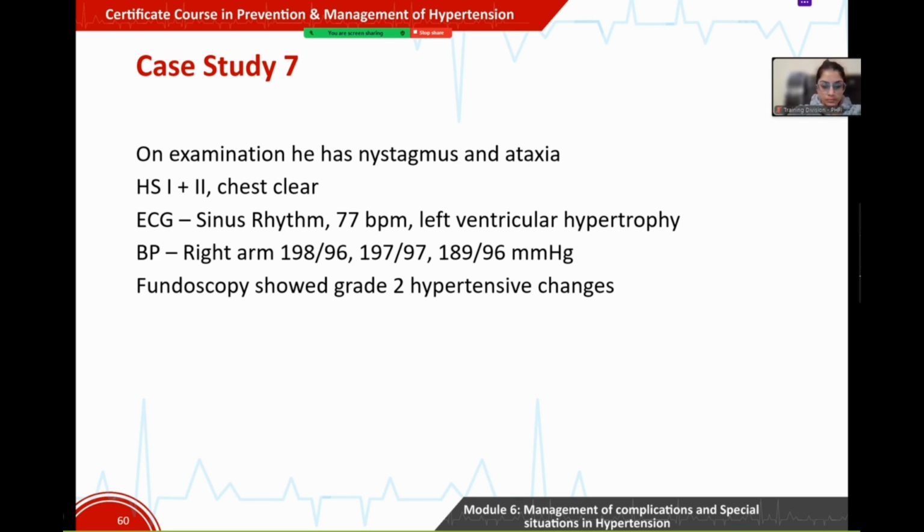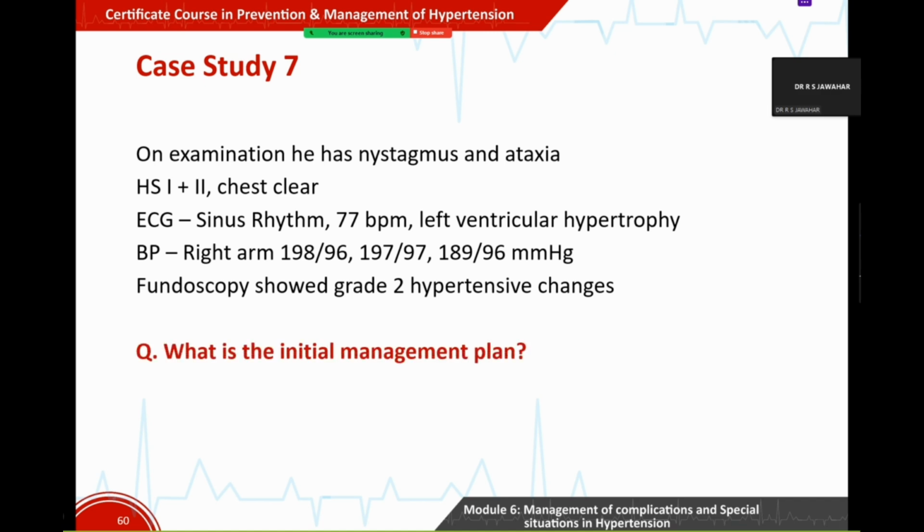That is the reason in all hypertensive individuals, at least once a year, get an ECG done to rule out whether left ventricular hypertrophy is there or not. If left ventricular hypertrophy is there, that is an independent risk factor for cardiac problems or neurological problems. Here the right arm is nearly 200 systolic and the diastolic is 97, 96. Fundus shows hypertensive changes.